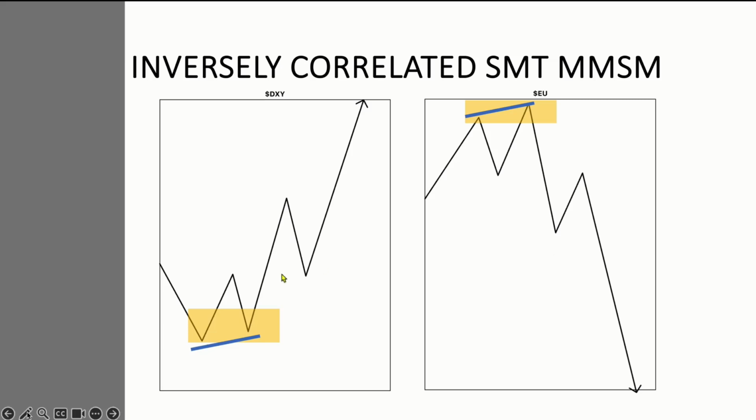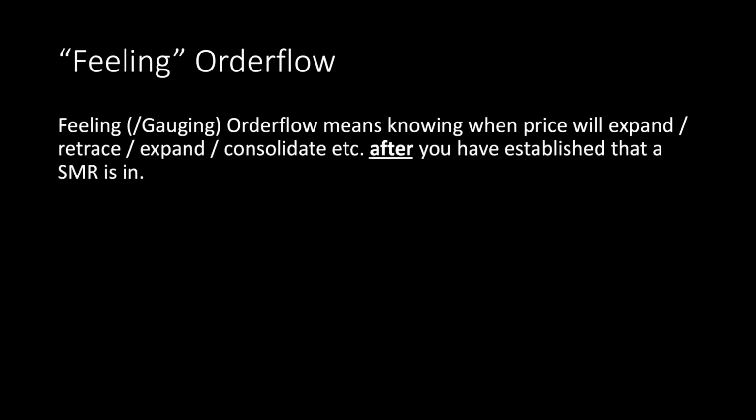Here we can see the SMT outlined, where the dollar creates a higher low, whilst euro creates a higher high. We're now going to take a look at the next topic of this lecture, the next edition, so to say. This topic is going to be about feeling order flow. And you might be wondering, what does feeling order flow mean? Well, feeling order flow is the following.